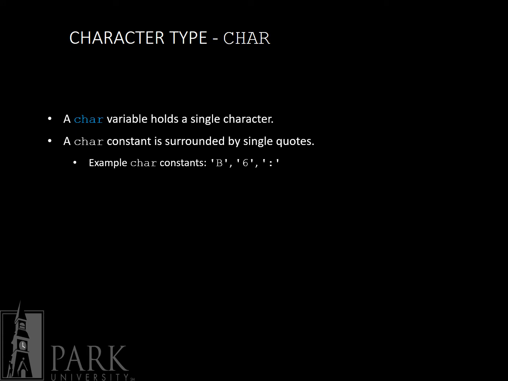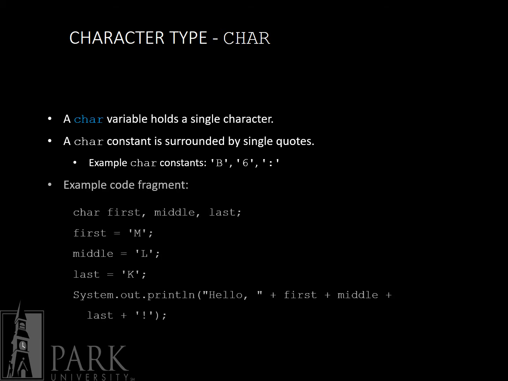Another important variable type to understand is the char variable type. So what is a char? Well, a char is a variable that holds a single character. So for example, you might use it to store a B, a 6, or a colon. These are all examples of chars, and they have a specific ASCII value, and we'll talk about that in a bit. But here's an example of some code that you could compile and run.